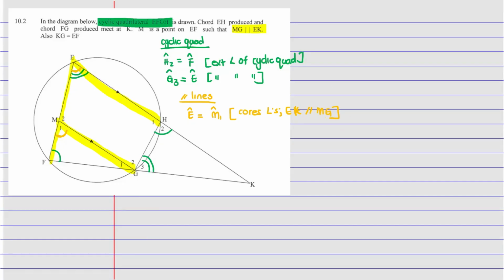Is everyone okay with that? Is everyone fine with that? Any questions so far? And we see from the parallel lines, any questions? Any questions, guys?